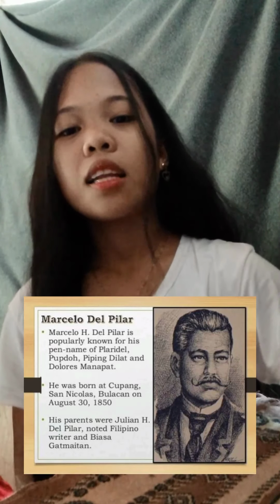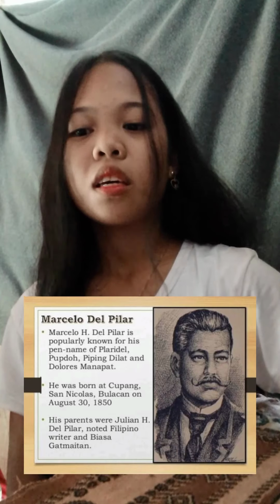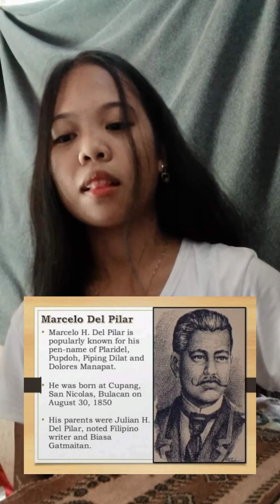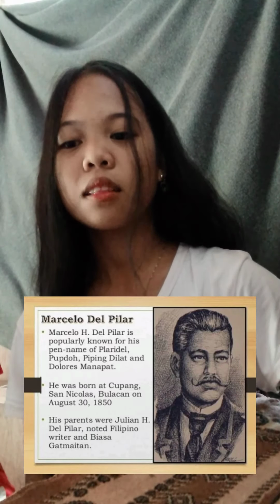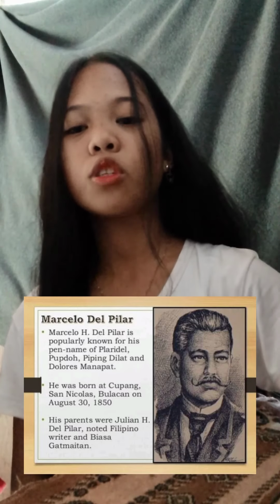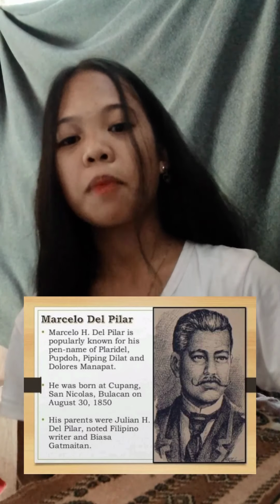The author of the Dasalan at Tuksuhan is Marcelo H. del Pilar. He is popularly known for his pen names Piping Dilat, Plaridel, Pupdoh, and Dolores Manapat. He was born at Kupang, San Nicolas, Bulacan on August 30, 1850. His parents were Julian H. del Pilar, a noted Filipino writer, and Blasa Gatmaitan.